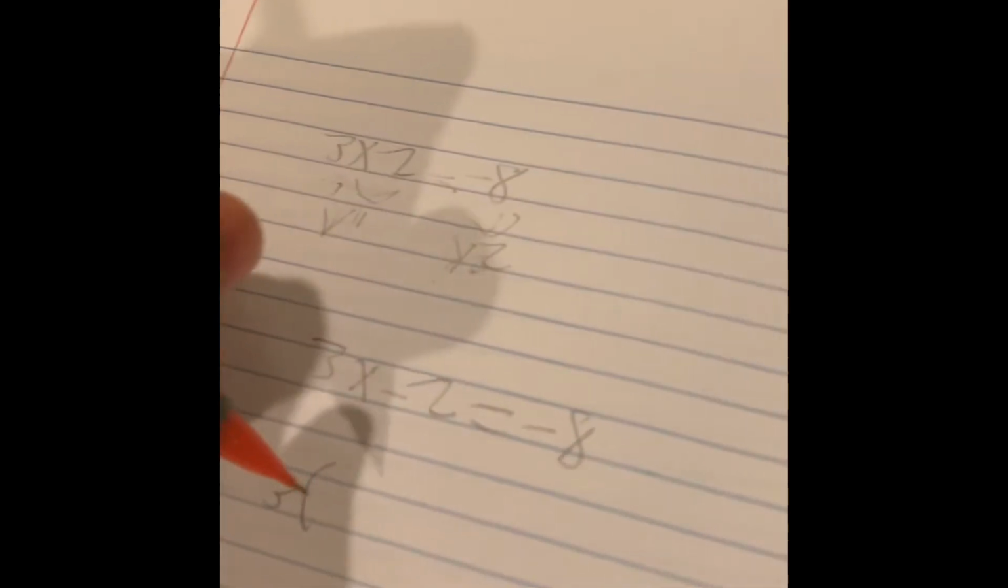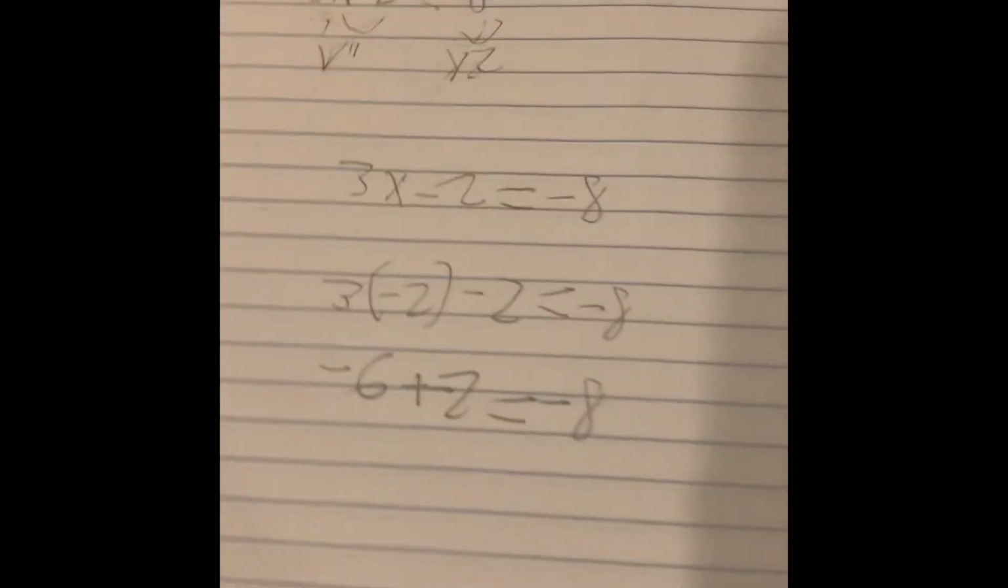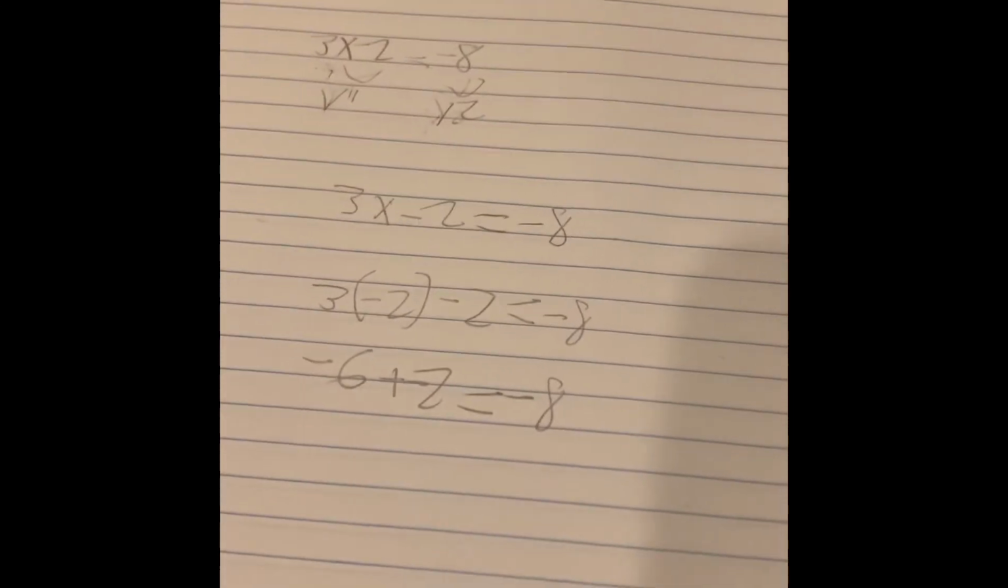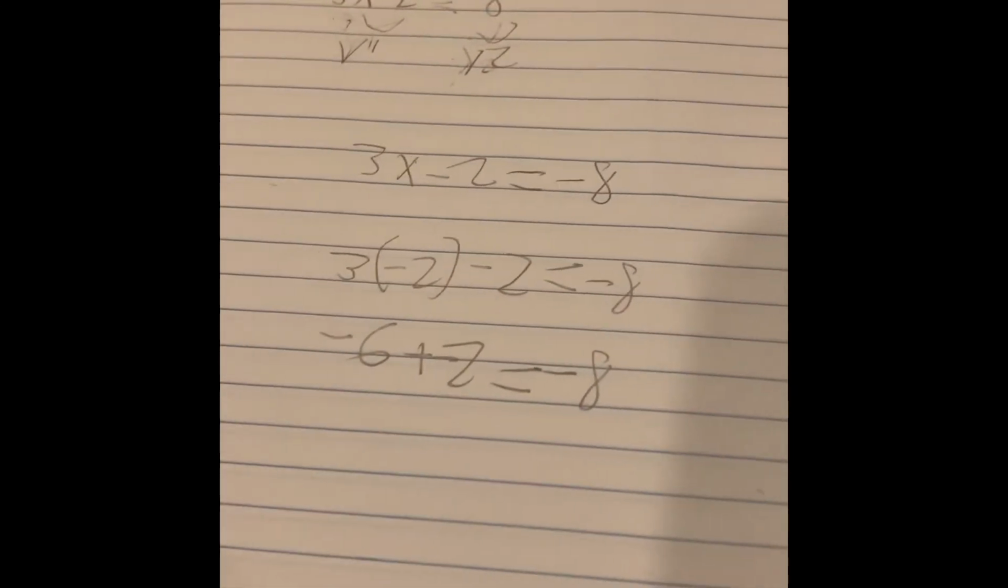So if we look back at this equation and plug in -2, it should satisfy the equation. So 3x minus 2 equals -8. I'm just going to redo the equation to make this easier. -8, and then put an x with 3, -2 minus 2 equals -8. So 3 times -2 is -6, minus 2 is -8. So it satisfies the equation. So that is how you solve a linear equation with one variable graphically.